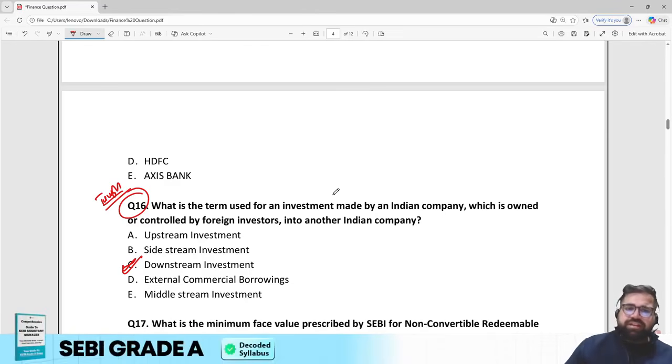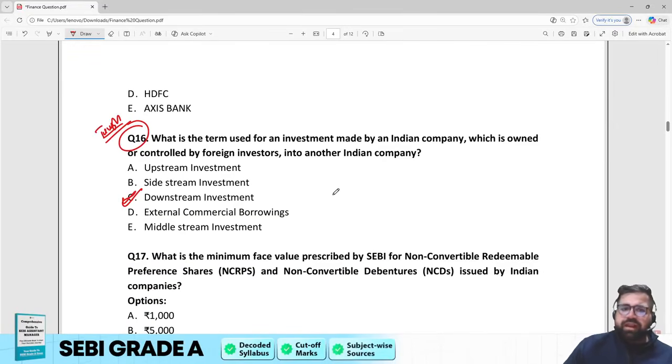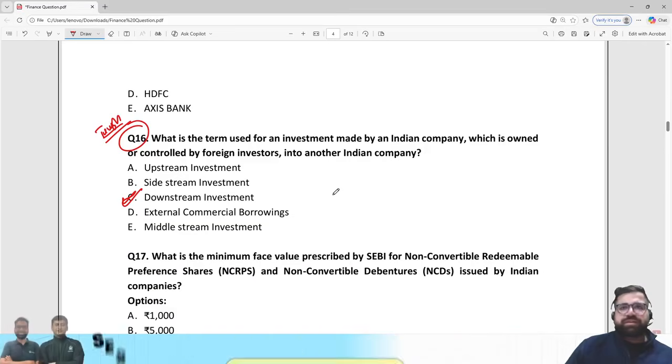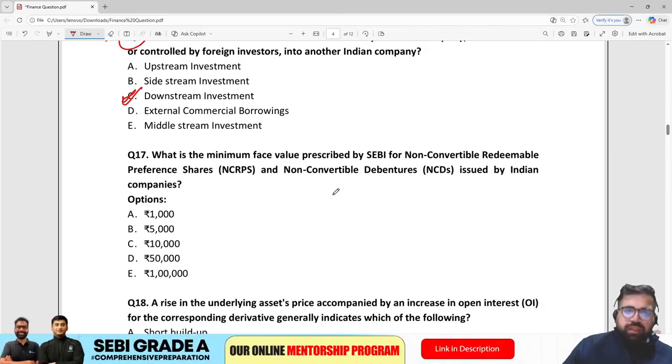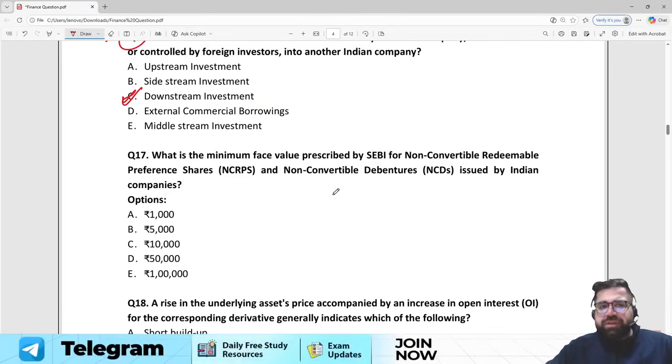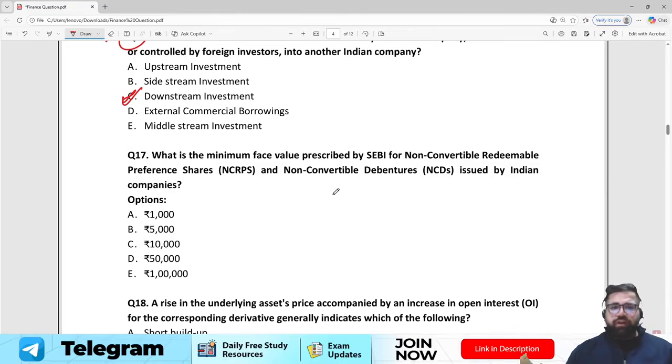But for question number 16, if you don't know, don't worry, right? This upstream and downstream investment is basically related to your FDI investments, right? And if you want to know more, do let me know. I will share the knowledge about upstream and downstream investment in the comment box. Right now, the objective is to solve the PYQs, right?